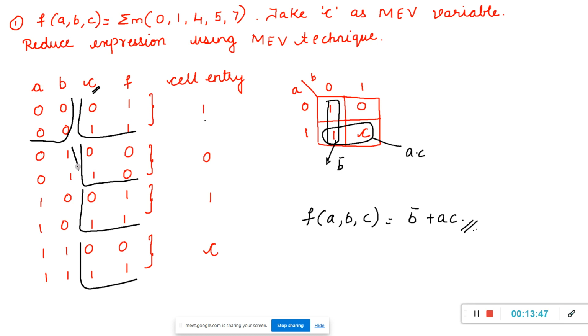Next, these two you consider. When A is 0, B is 1, what is the cell value? 0. When A is 0, B is 1, what is the cell entry? 0. Next, consider this. When A is 1, B is 0, what is the cell entry? 1. So here when A is 1, B is 0, cell entry is 1. Next, when it is 1 1, this cell, it is C.